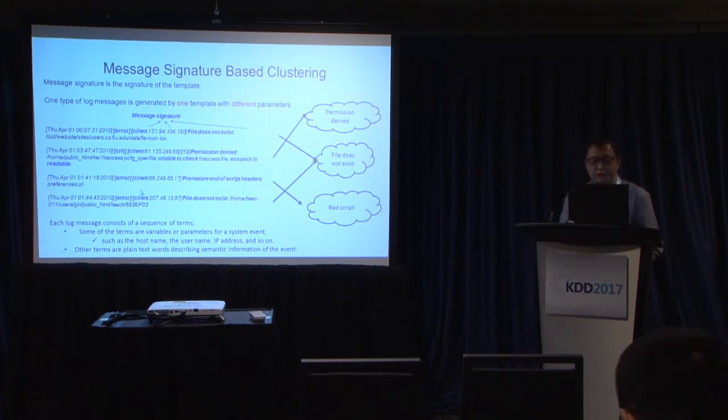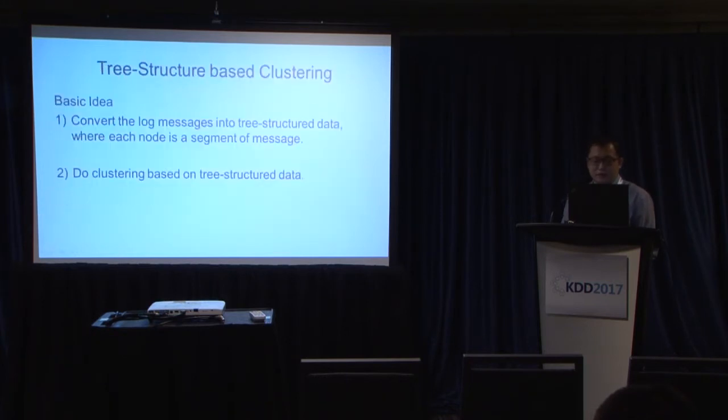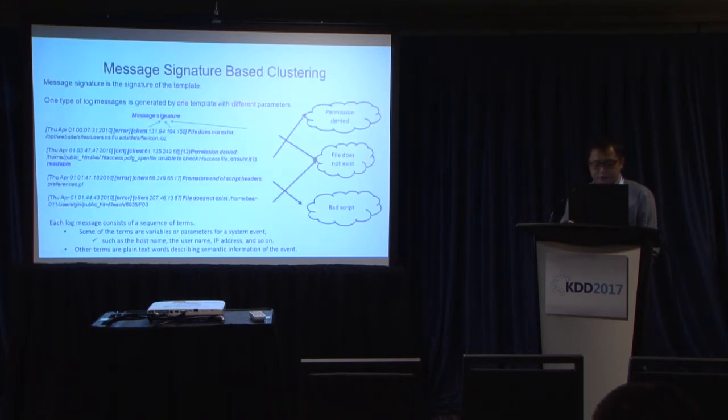So given these different log files, we can see that because they are generated by the program, although we don't know the program, we know that there may be a template that generates the log messages. So can we identify those templates? Some of the terms may be variables, like these addresses, maybe this kind of IP address. Those are parameters. Some of them actually describe semantic information, like the permission, file doesn't exist. So can we automatically infer those signatures from the log messages?